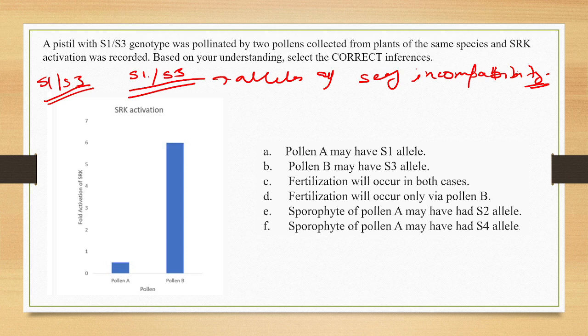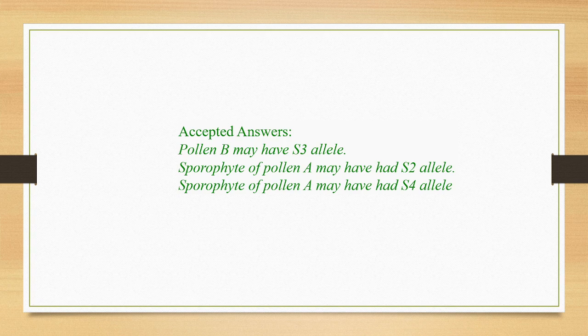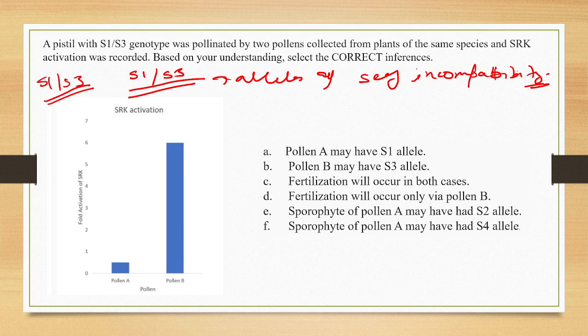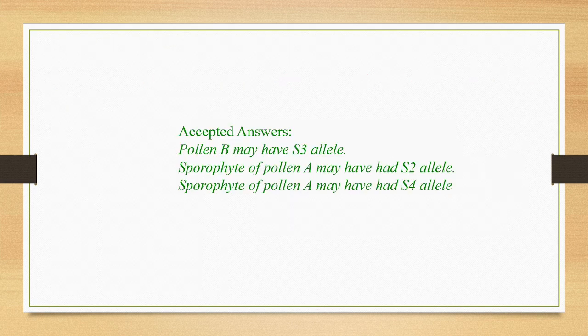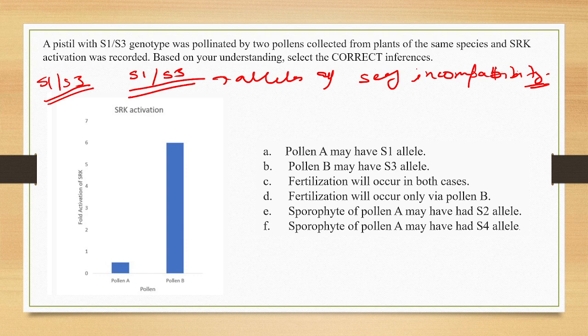If there is a high SRK activation, it indicates a self incompatibility response. That means they are not compatible with each other. So SRK activation is a key step in self incompatibility, where the interaction between the pistil and pollen determines if fertilization will be blocked. Now, the correct answers are: pollen B may have S3 allele, sporophyte of pollen A may have S2 allele, and sporophyte of pollen A may have S4 allele.